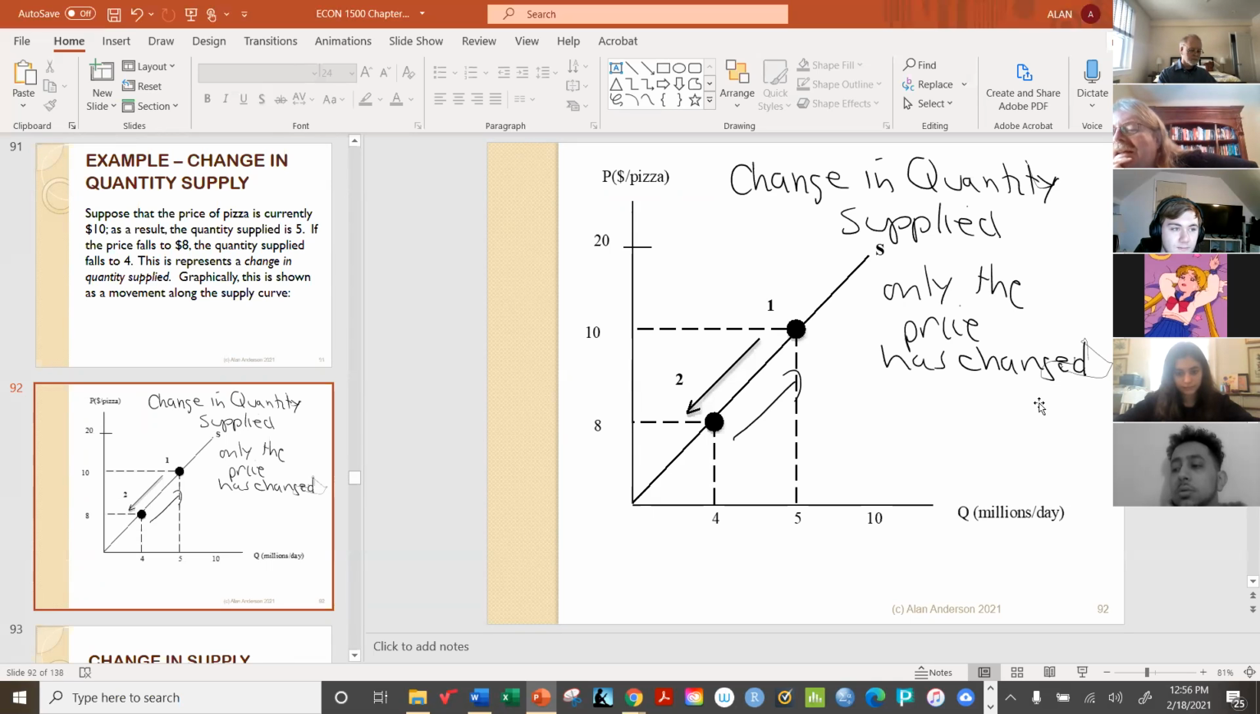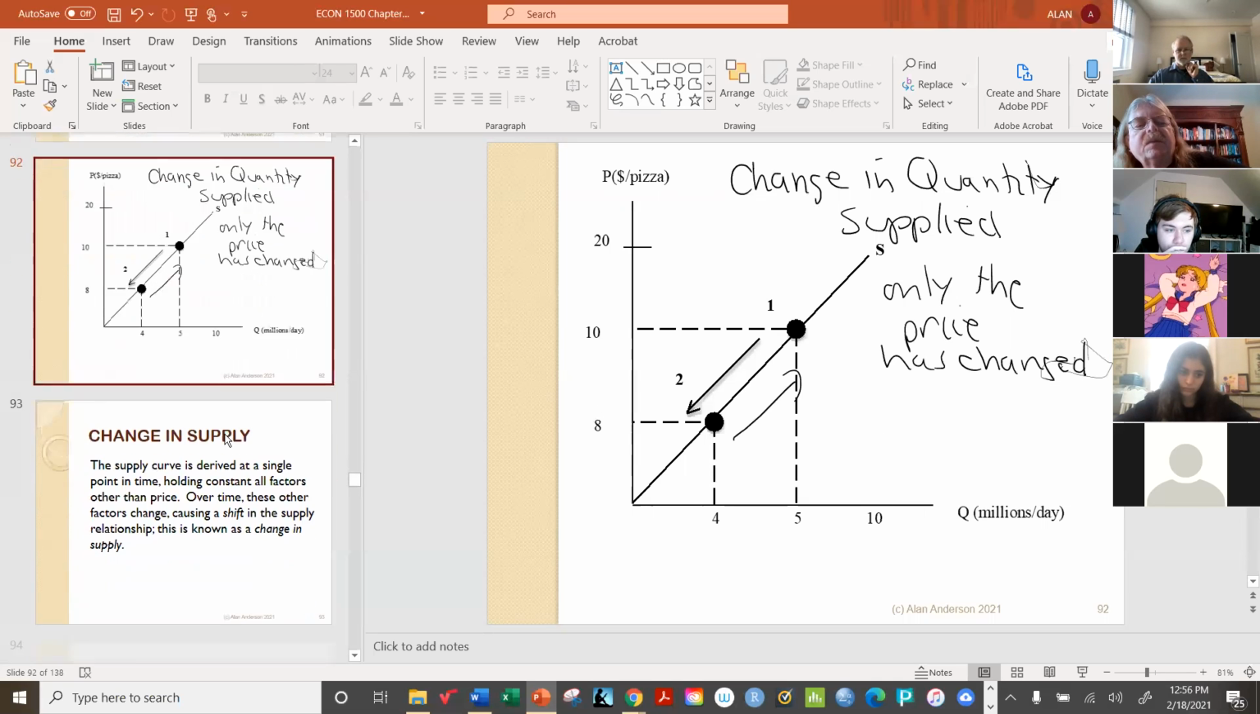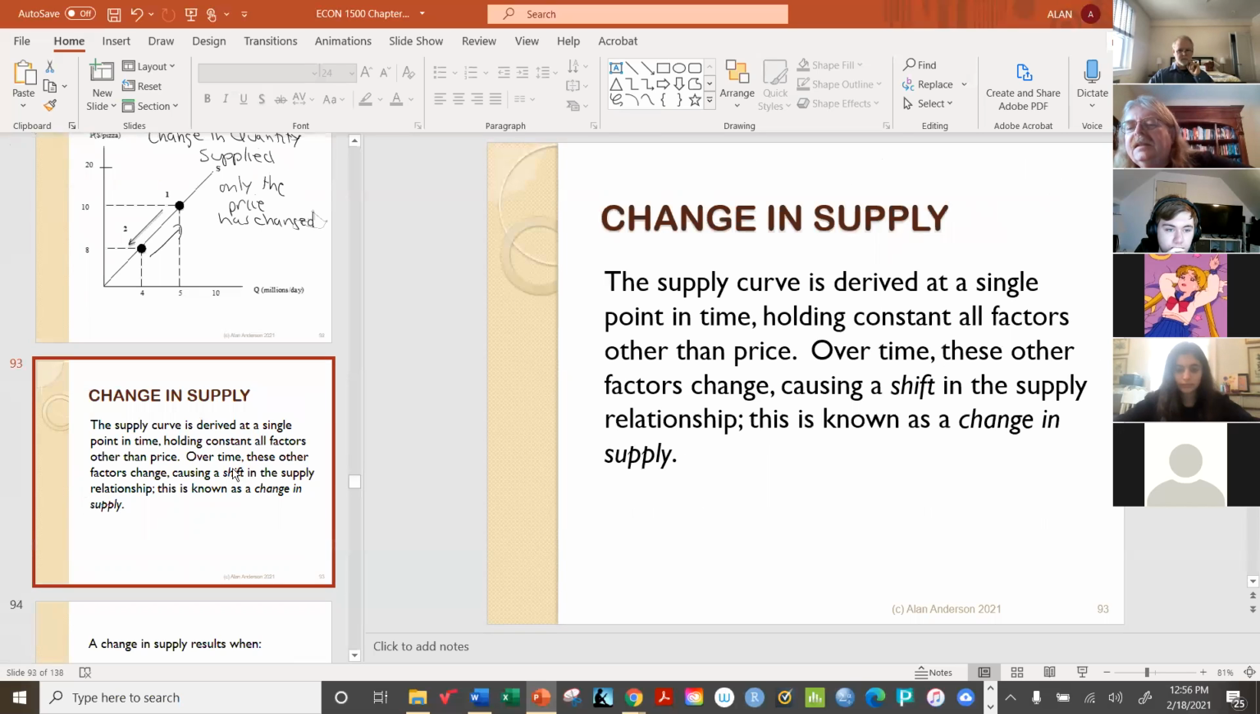How about a change in supply? It's perfectly analogous to what happened with the demand. Anything else causes the entire supply curve to shift, and we're going to call that a change in supply, because now the relationship between what a producer is willing to accept for their product is changing, and so the entire curve will be shifting, bringing us to a new equilibrium position.